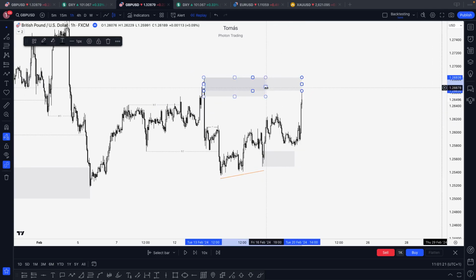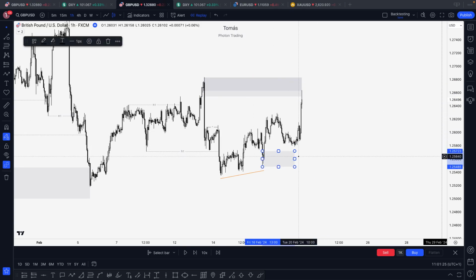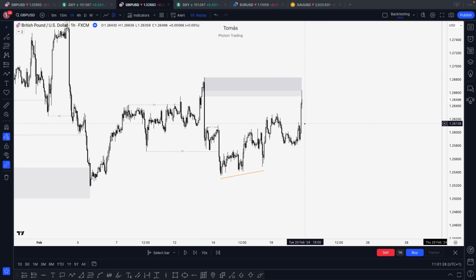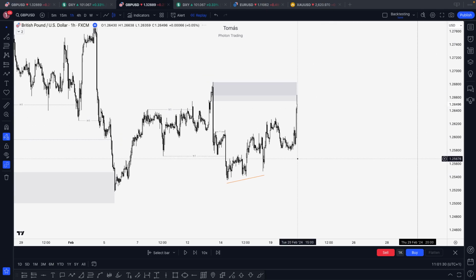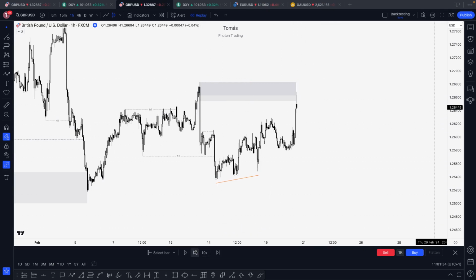So price eventually reached the POI. Now I'm interested in looking for sells. Even though we are within a bullish internal structure, I want to look for sells because we already completed the objective. So let's see.